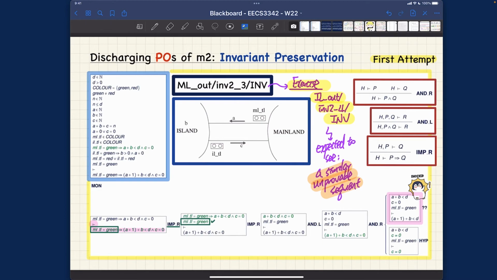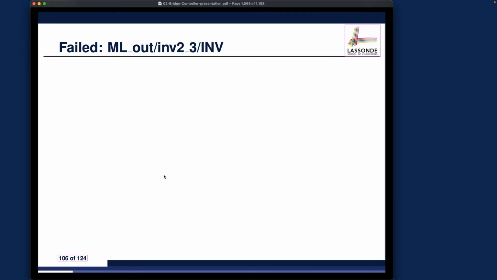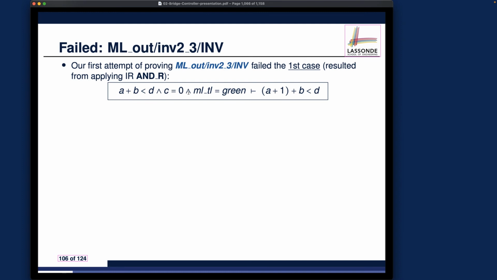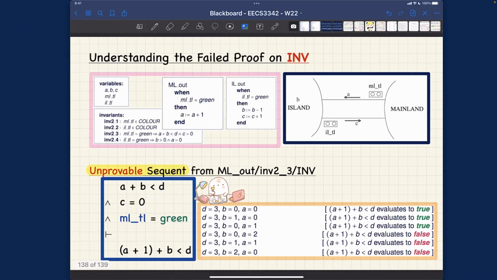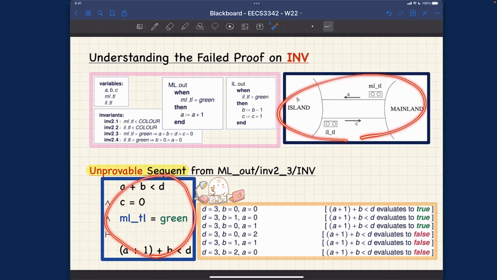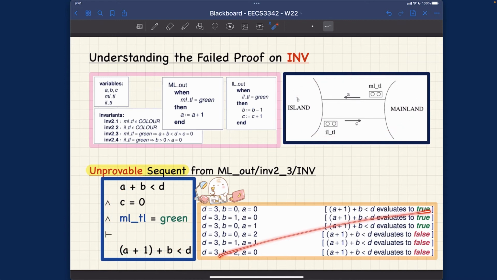Let's first of all go back to the slides. What we want to do now is analyze the failed proof obligation over here, ML out, invariant 2-3 for preservation. This is the failed sequent, and let's look at it more closely together on the iPad. Okay, let's now switch to this page. For now, just focus on this sequent and the diagram which I'm going to visualize, showing exactly what's being proved. For this part here, I'm going to get there in a moment. For now, you can disregard it. Don't be distracted by this part over here.